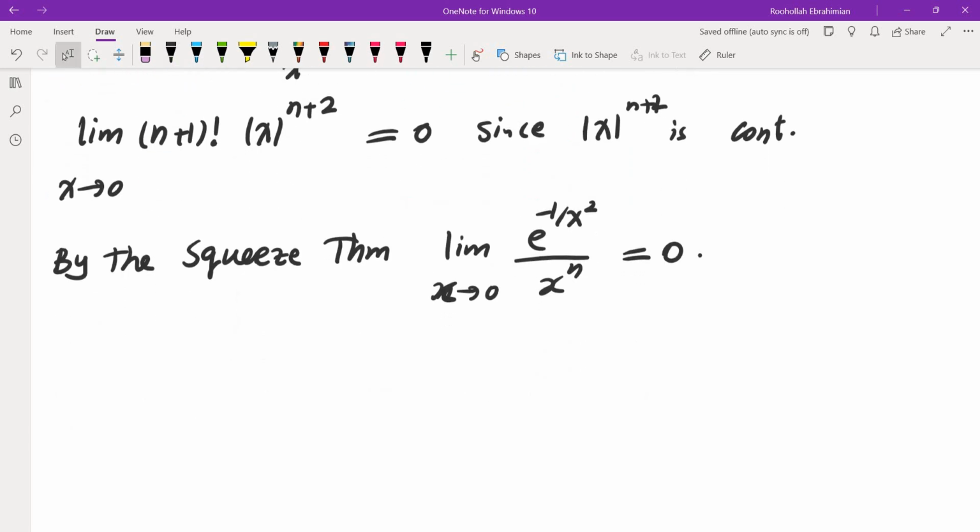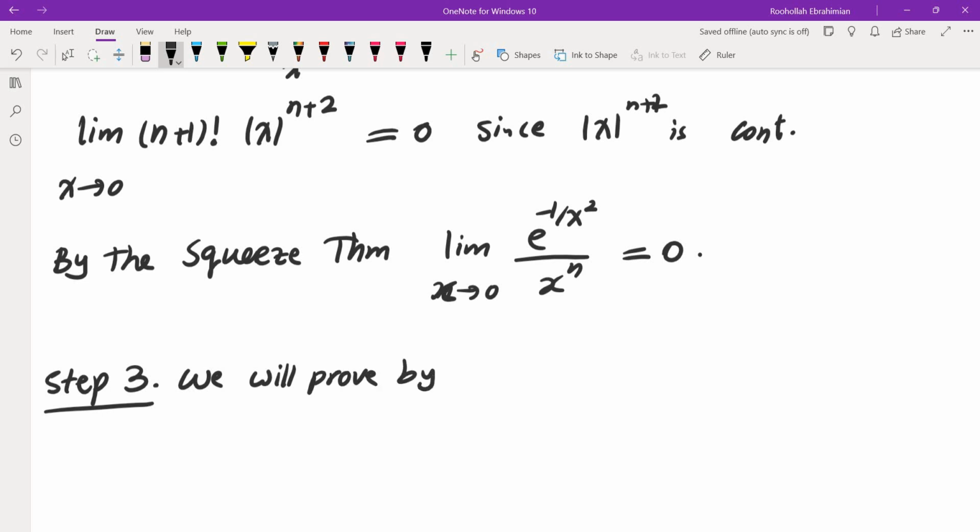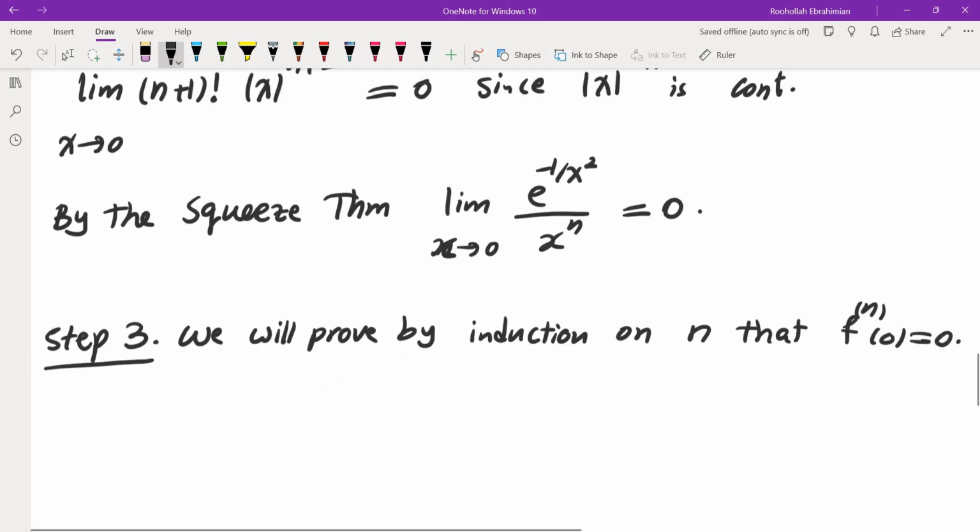Okay, so this completes the proof of step 2. So now we are at a position that we can combine these two to prove that f^(n) of 0 is 0 for every n. So step 3. We will prove by induction on n that f^(n) of 0 is equal to 0.